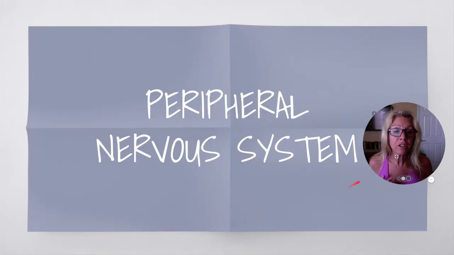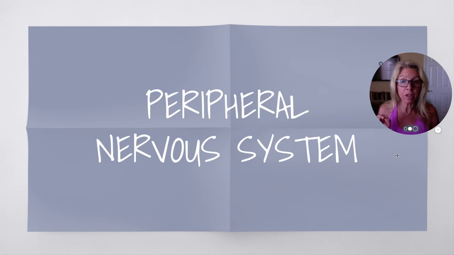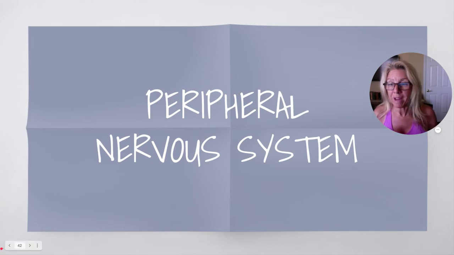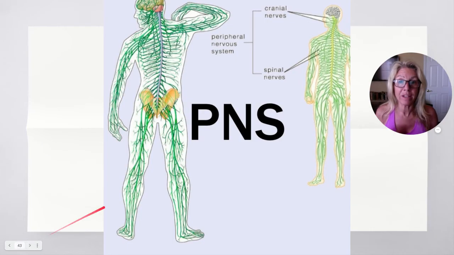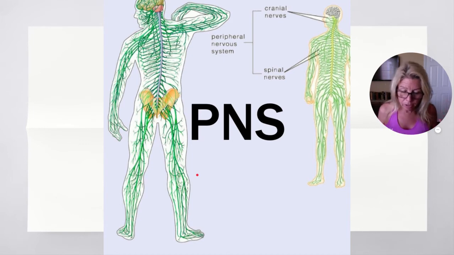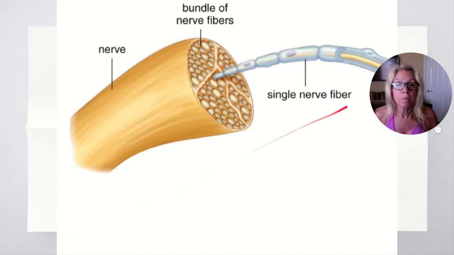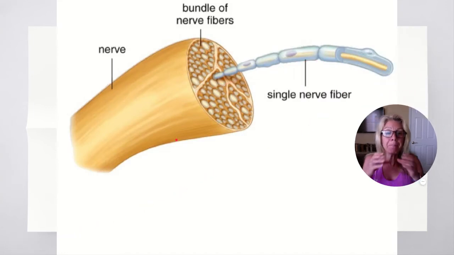All right, so now let's transition. We're done with the central nervous system, which is the brain and the spinal cord. And now we're moving on to the peripheral nervous system, everything outside of the brain and the spinal cord, all of these nerves. So on your introduction, outside the central nervous system, but attached to it. So remember what a nerve is: a bundle of axons. So there's a lot of neurons in one nerve.